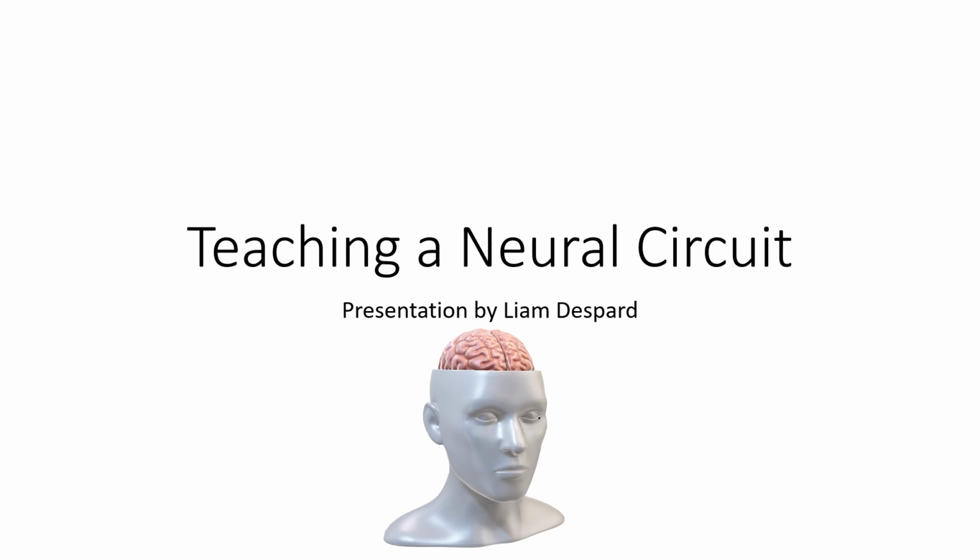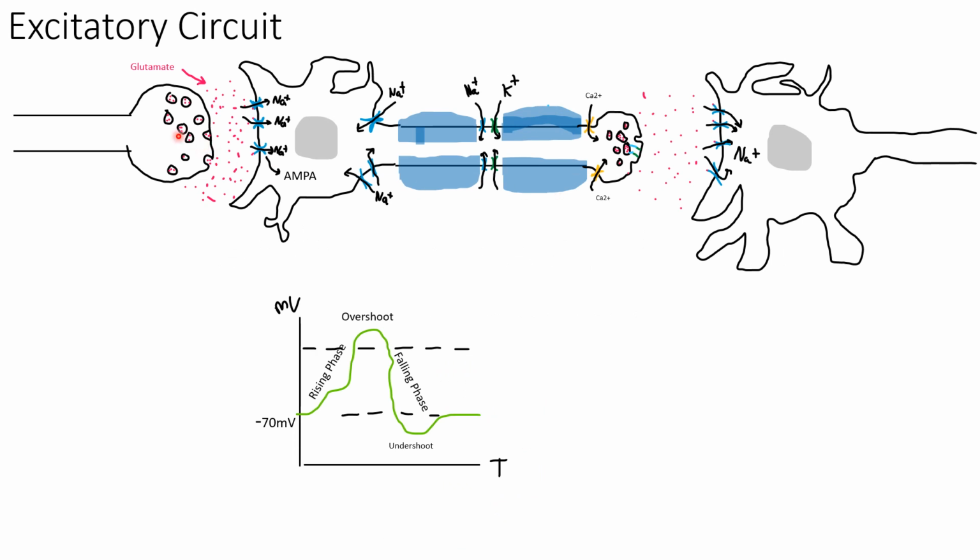Hello, my name is Despard, and in this presentation I will be teaching how excitatory and inhibitory neural circuits function. Let's first look at an example of an excitatory neuron.